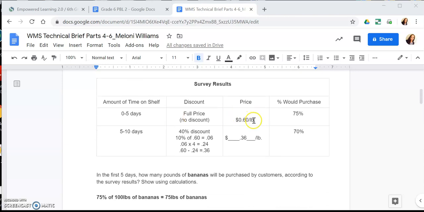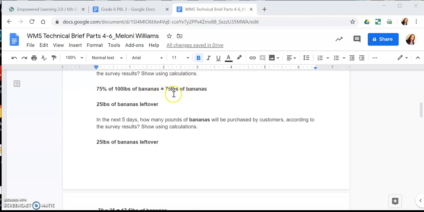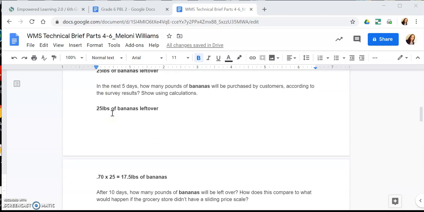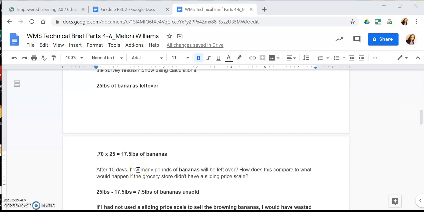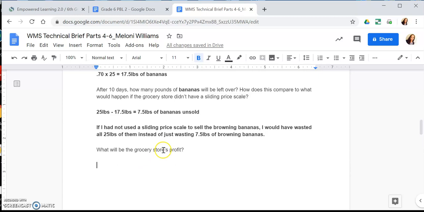We then were able to sell them at 60 cents per pound for full price, and we reduced that to a 40% discount after 5 days, because we know that the bananas start to brown after the 5 days. And so we were able to sell the browning bananas for 36 cents per pound. So we did the math. We were able to sell 75 pounds of bananas at full price, and we were able to sell 17.5 pounds at the discounted price once they started browning. So now we have to calculate the store's profit.